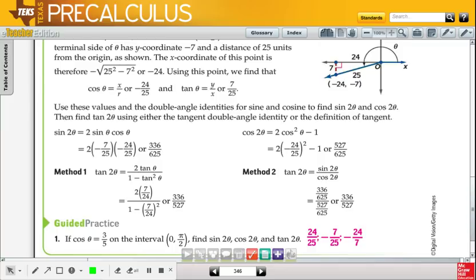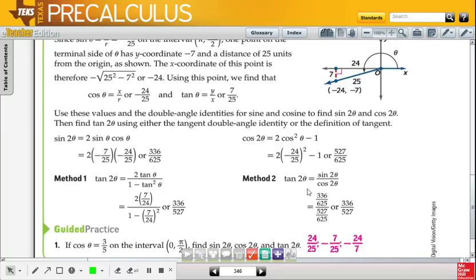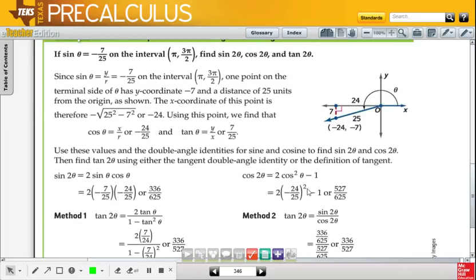So either method works. It doesn't matter to me if you use the double angle identity for tangent of 2 theta or the quotient identity, as long as you do the work correctly and get the correct answer. Even though this is one example, I'm going to do more examples using the double angle identities to help give you a better understanding of how to use them.